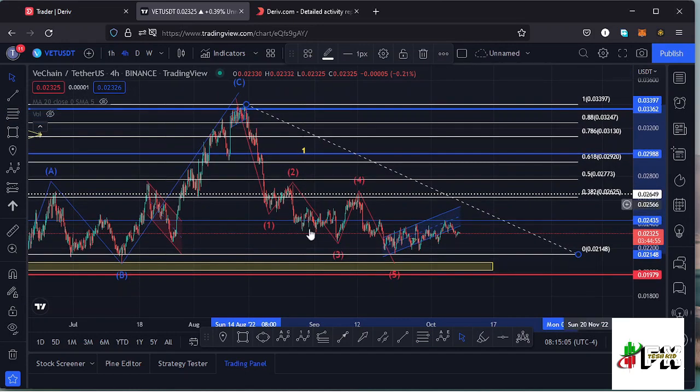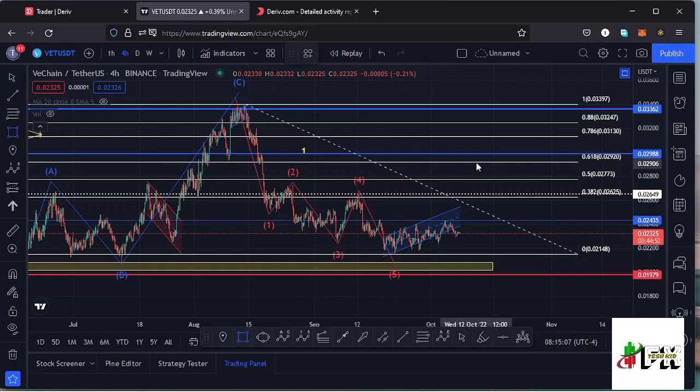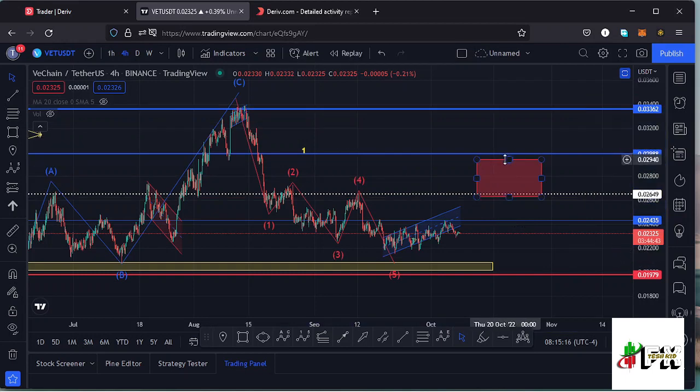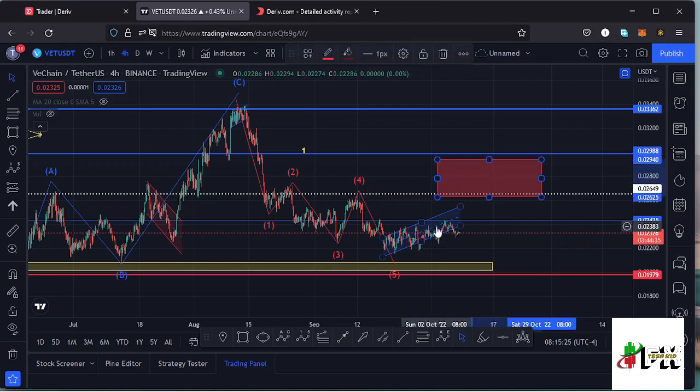a wave 2 between the fib level 0.618 and the fib level 0.382, and I can mark that target area here on the charts like that, and that target area lies between the $0.029 mark and the $0.026 mark. So that is the minimum that I expect in case we see a bit of a bounce to the upper side here on the Vechain chart. That is the minimum that I would expect that movement to the upper side to do.